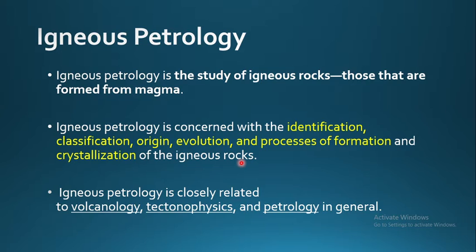We can say that igneous petrology is closely related to volcanology. Volcanology is nothing but the study of volcanoes. As we know, hot magma comes out as lava on the outer surface by volcanic eruption. So volcanology is an important factor in dealing with igneous petrology.